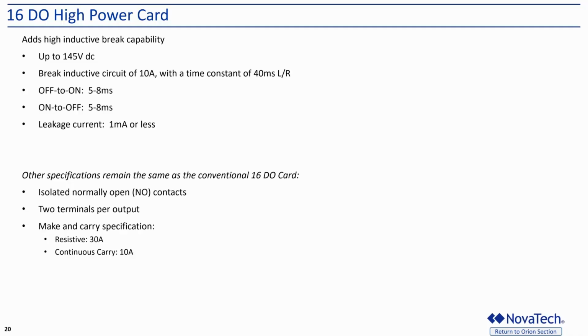Aside from that, the other specs of that discrete output contact are going to be similar to our standard 16 discrete output card. So that means 2 terminals per output, a make and carry of about 30 amps resistive, and then continuous carry of about 10 amps.